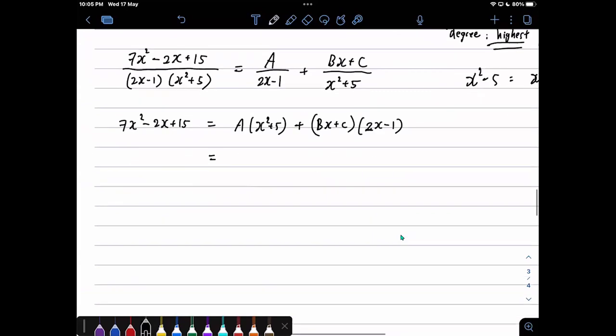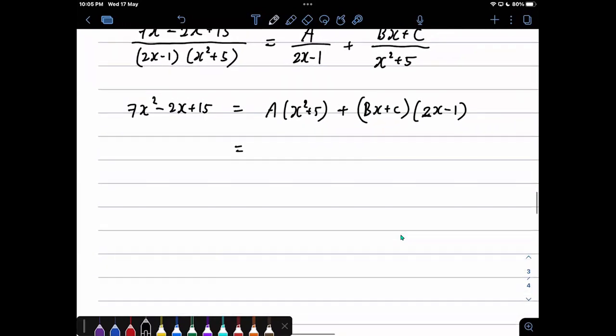So now, let's see. I want to substitute x equals a good number. I could make 2x minus 1 equal to 0. Then that would mean x equals half. But if x equals half, there will be a lot of fractions, which will make my life very painful. I don't like to do that. So I'll just pick an easier number. Let's say x equals 0.